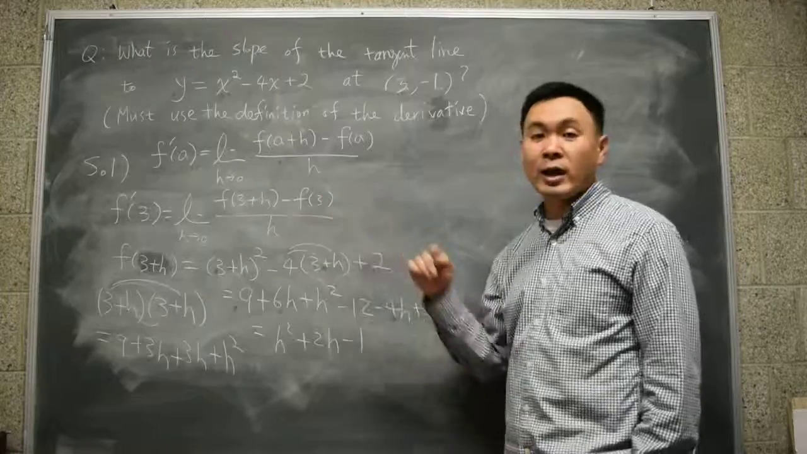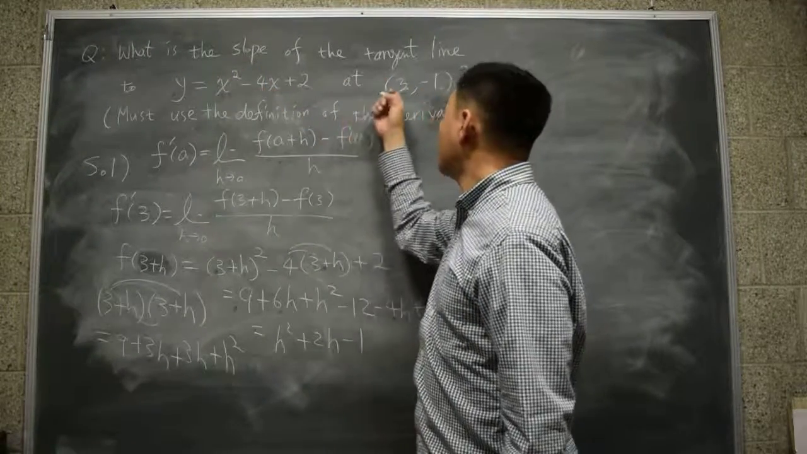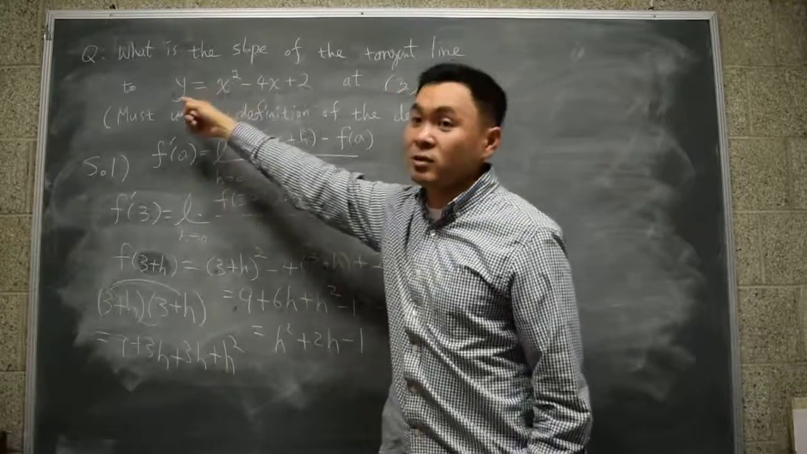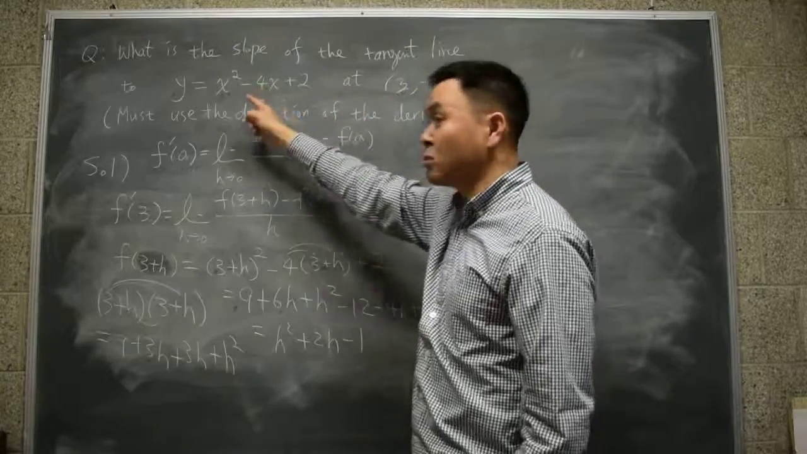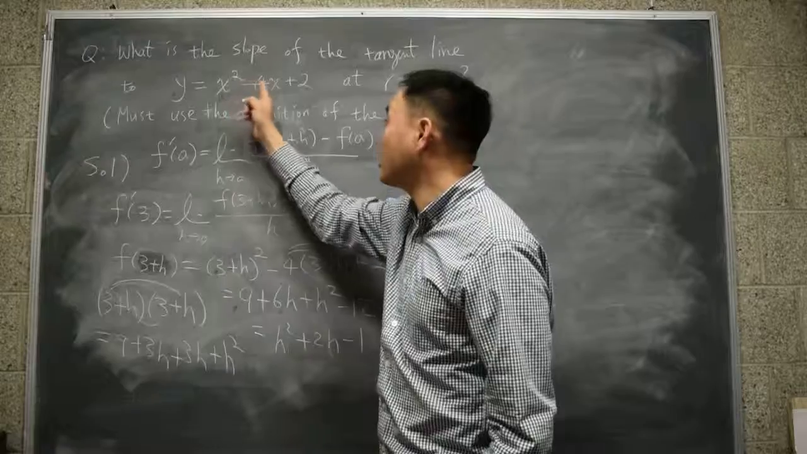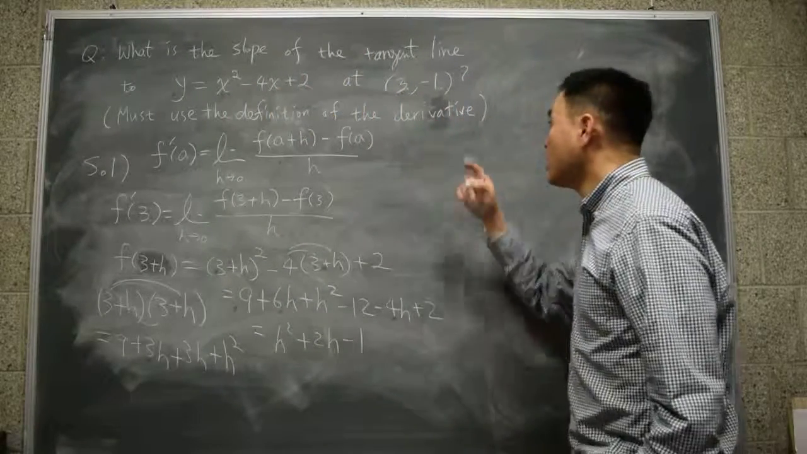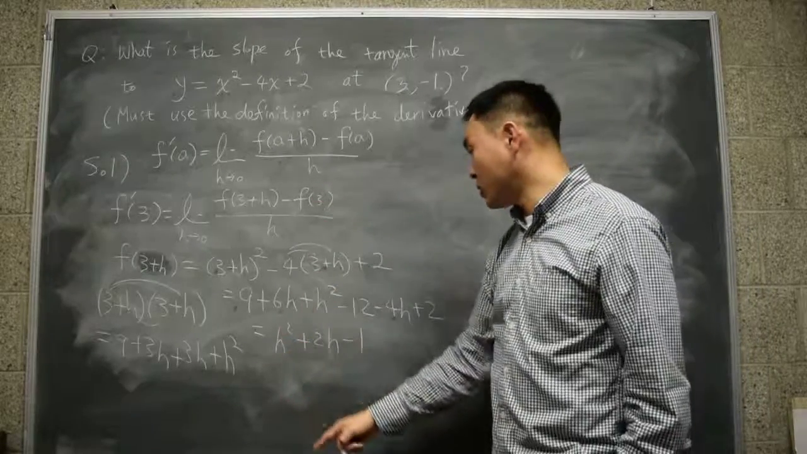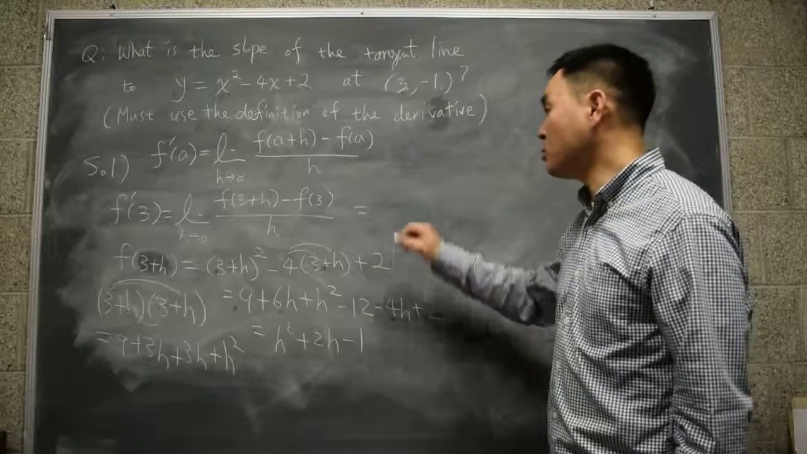Okay, now what about f of 3? Well, this is the function f, and at 3, y becomes negative 1. The question itself is giving you a clue that if you plug in 3, you get negative 1. You can check: 3 squared minus 4 times 3 is 9 minus 12, which is negative 3. Negative 3 plus 2 is negative 1. So f of 3 is negative 1. So we can now start computing.